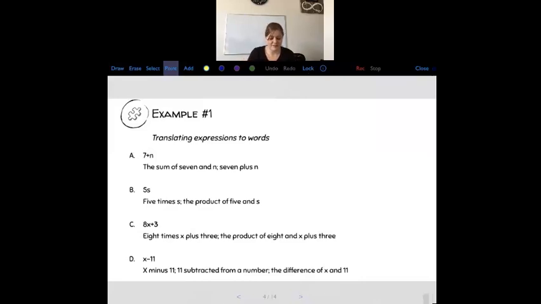X minus 11, pay careful attention to this one. This could mean 11 subtracted from a number, or rather 11 subtracted from x. If I say 11 subtracted from 100, you would write 100 minus 11, right? So a subtraction, or subtracted from, is actually a little bit backwards. Or the difference of x and 11 would work.